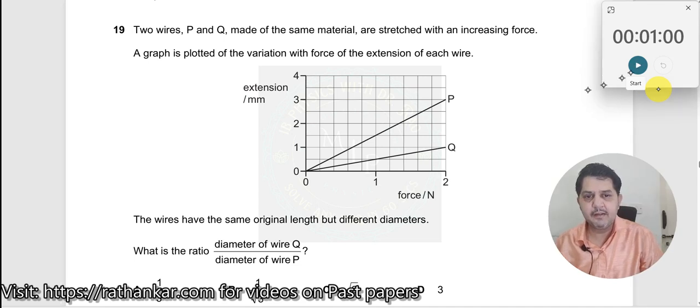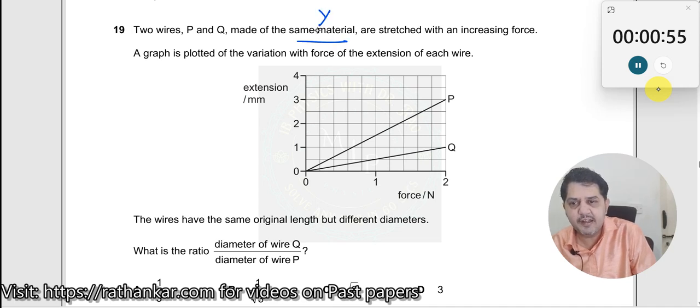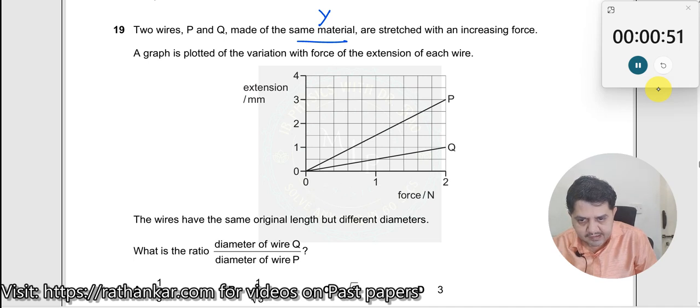Question number 19. Two wires P and Q made out of the same material. Same material means Young's modulus is the same. They are stretched with an increasing force. The force is seen to be increasing. A graph is plotted with the variation with force of the extension on each wire.